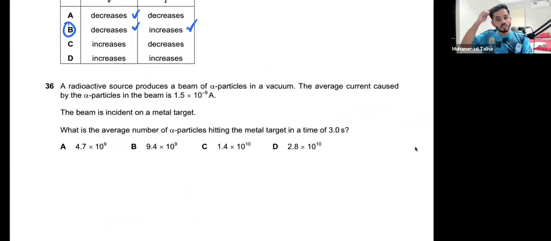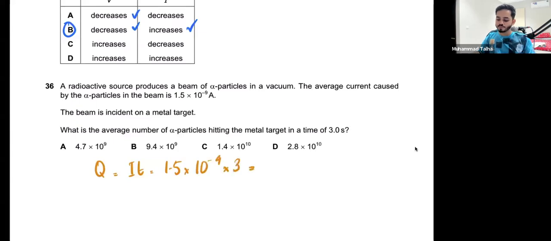36, also another repeated question. A radioactive source produces a beam of alpha particles in a vacuum. Average current caused by the alpha particles is 1.5 times 10 to the negative 9. Beam is incident on a metal target. What is the average number of alpha particles hitting the target in a time of 3 seconds? So current, time, we can find out charge. So Q equals I t, 1.5 times 10 to the negative 9 times 3. This would be the charge.